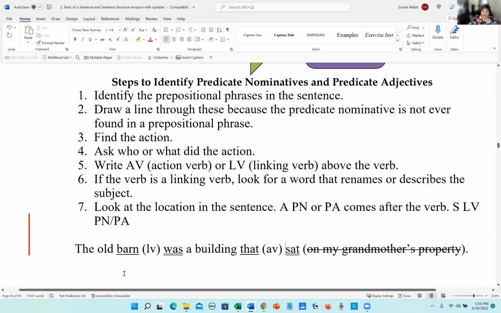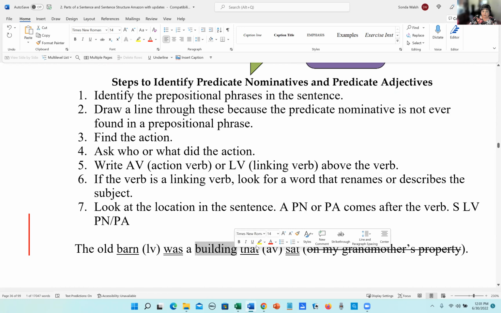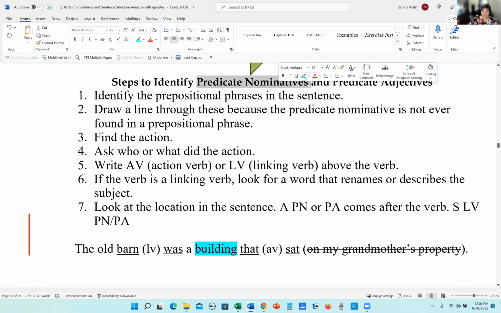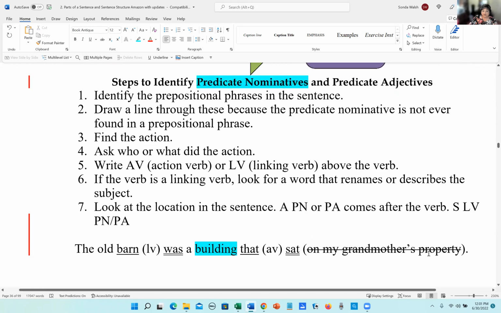So then we look at what renames barn. So barn is a noun. So we're looking for a word that is either a noun or a pronoun that renames the barn. And the word building renames the barn. So we're going to call that a predicate nominative. How's that for that? All right, you want to do another one? Let's do another one.